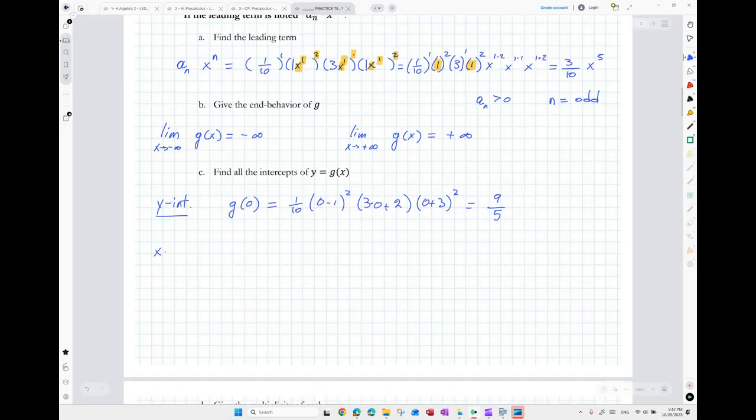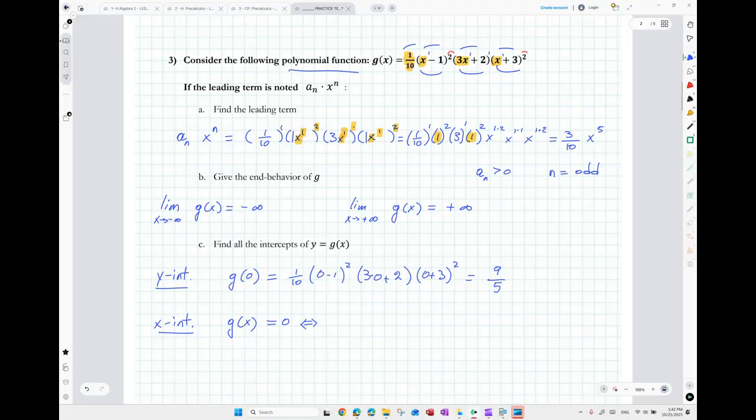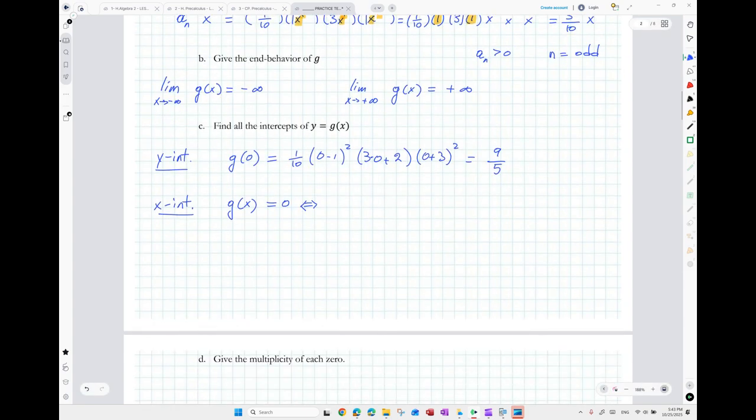For the x-intercept, here I need to solve, not just evaluate. I need to solve g of x equals 0. Now, in that particular case, I'm lucky because what is given to me is the factored form. So g of x equals 0 means that either one of these factors is 0. Now, I can leave out 1 over 10, which cannot be equal to 0, but x minus 1, 3x plus 2, and x plus 3 can.